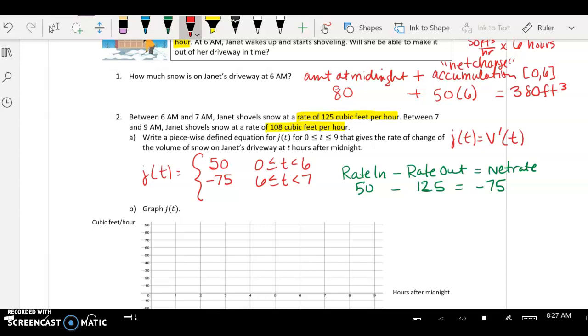And our last one is going to be the same kind of idea. Still accumulating at 50, but now she's only taking it out at 108 cubic feet per hour, which is going to make the net negative 58 cubic feet per hour.